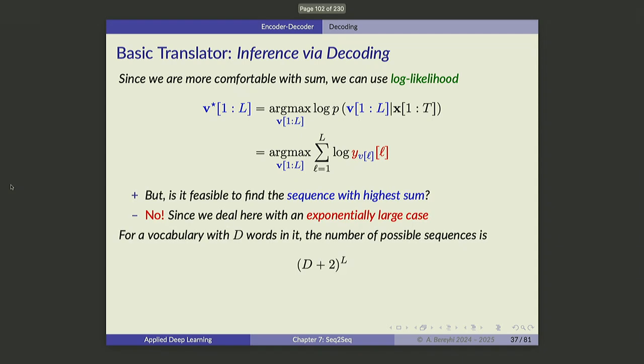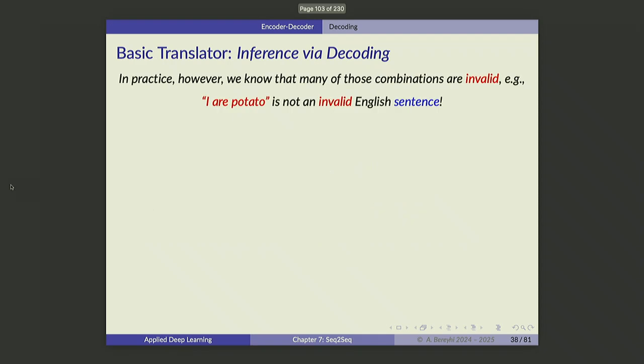But the issue here is that you're going to have as many tokens as you have inside your dictionary to the power of L, the length of your decoded sequence. And this is computationally a nightmare. You cannot afford it.